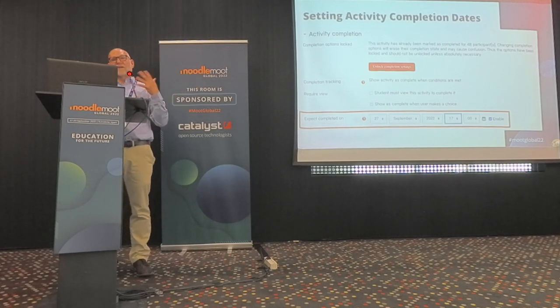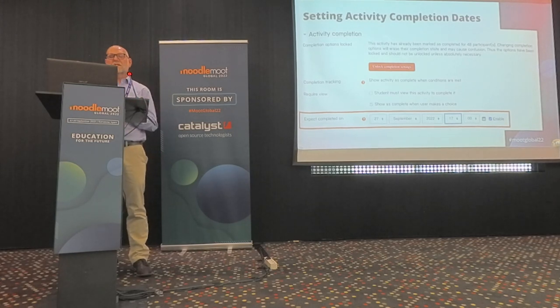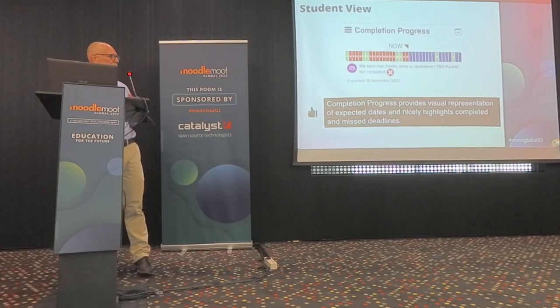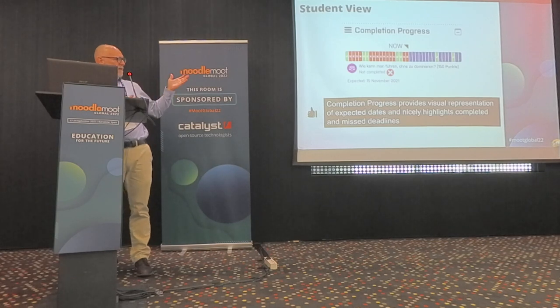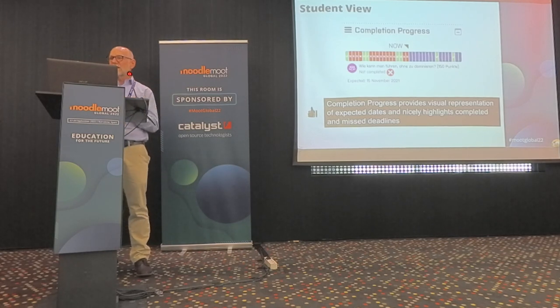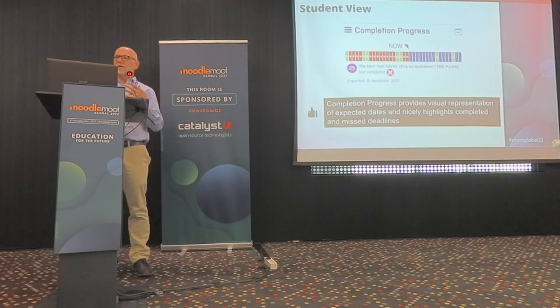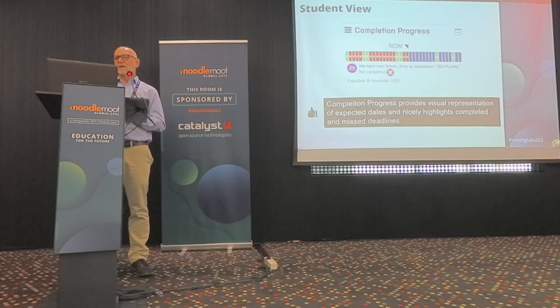And the advantage is they don't really have a consequence for the learner, apart from being visualized. And what I do, setting these activity completion dates, I use the completion progress, or formerly it was called completion bar or progress bar. What I really like about this completion progress plugin is that it nicely displays the due dates and also missed due dates. So a red cross is sort of a little pressure to the students. Hey, there's something you need to do. So this is something where you can impose a little bit of pressure to the students in order to facilitate their learning process a little bit better.